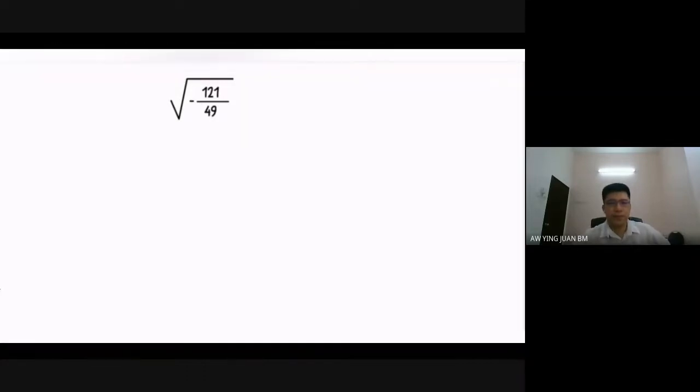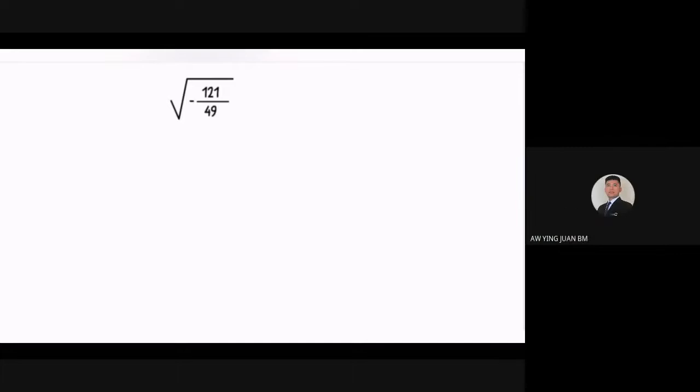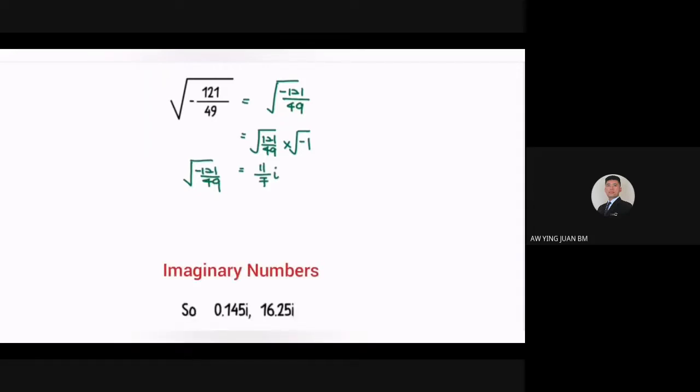Square root of negative 121 over 49. We will represent it as the square root of negative 121 over 49. If we simplify the situation, we will have the square root of 121 over 49 multiplied with the square root of negative 1. So the square root of negative 121 over 49 is equal to 11 over 7 multiplied with the i. It is a real number times with the i. So numbers like 0.145i and 16.25i are imaginary numbers.